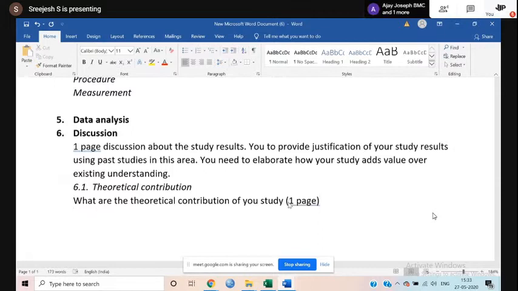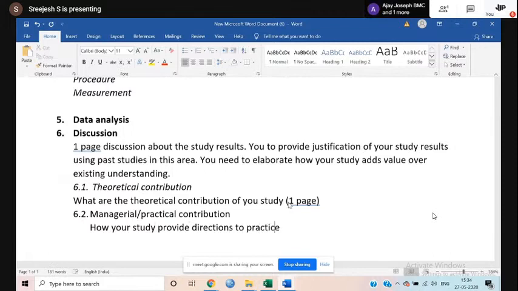And followed by that, you need to make another section, 6.2, that is managerial or practical contribution. So here, how does your study provide direction to practice? Again, I request you to provide 1 page. Right? So that is what your 6.2 managerial contribution of your study.